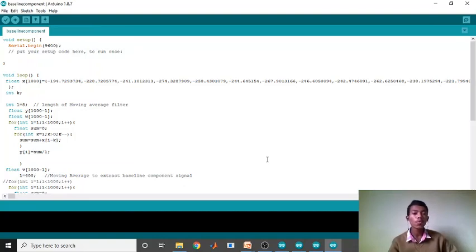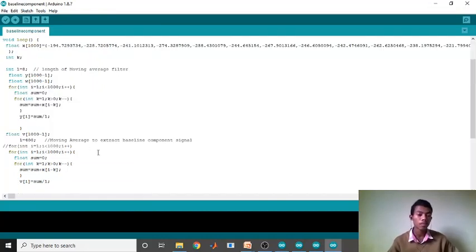To get the low frequency components, I need to increase the order or length of my moving average filter. So I will use a length of 400 for the moving average filter. Then I will get the baseline drift component. After getting it, I will remove that baseline drift component from the signal which I got after passing it through the moving average filter with length equal to 8.